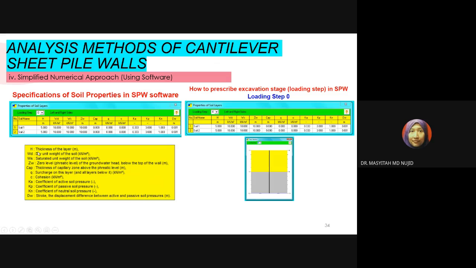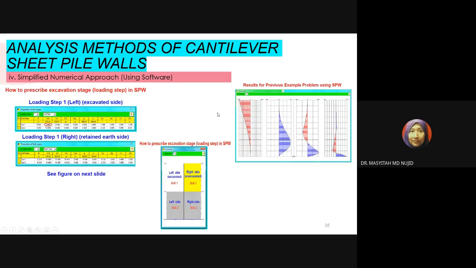So these are some parameters input in the software, and then how we can prescribe the excavation stage in the SPW. So you can set here by starting off the loading step 0. Then you increase loading step to 1, excavated site, and then loading step 1 right, but now on the retained earth site. Okay, what's produced to you is this one.